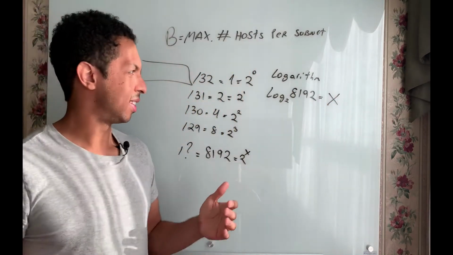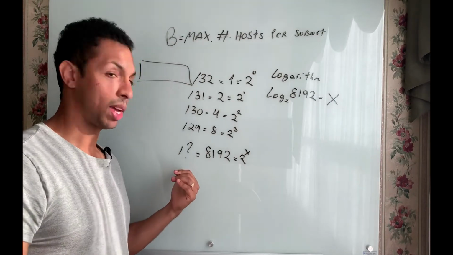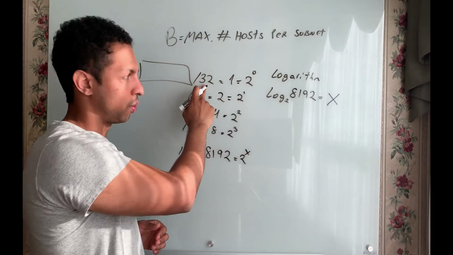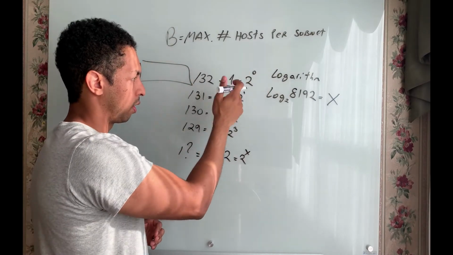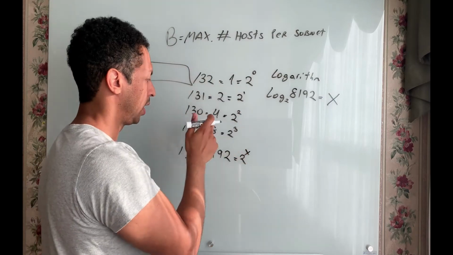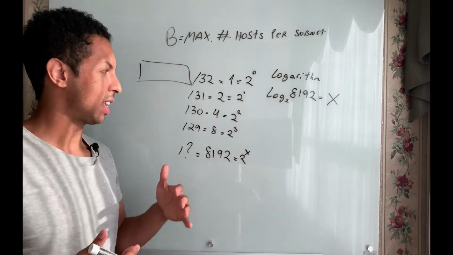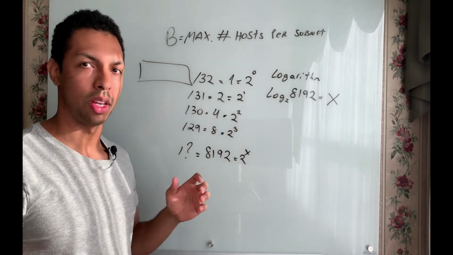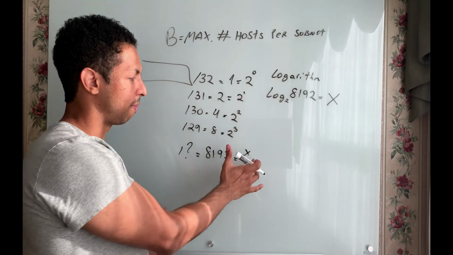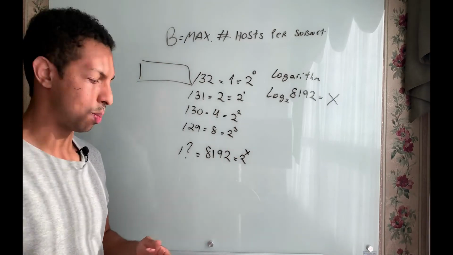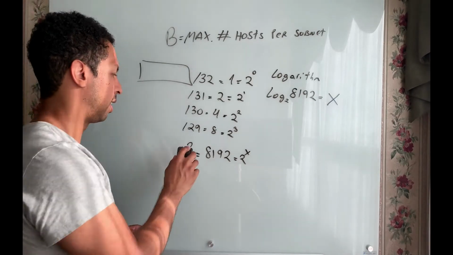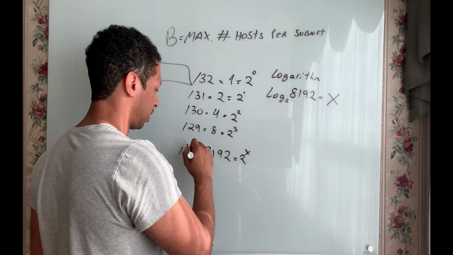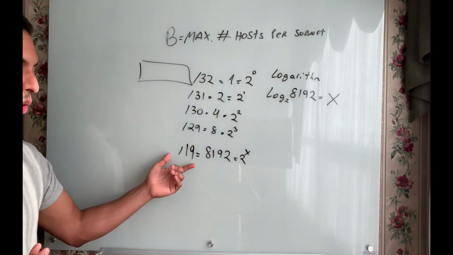Once we know x, it's actually very easy to find out the subnet mask, because look at this. You have 32 minus 0, that's 32. 32 minus 1, 31. 32 minus 2, 30. 32 minus 3, 29. So you just have to calculate x and do 32 minus x. That's gonna give you the subnet mask. In this case here, x is 13, so 32 minus 13, that's gonna be 19. So our subnet mask in CIDR notation is /19. So that's what we're looking for.